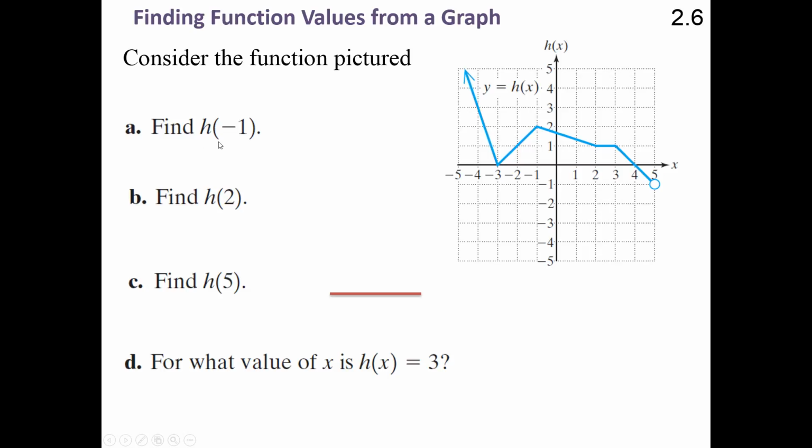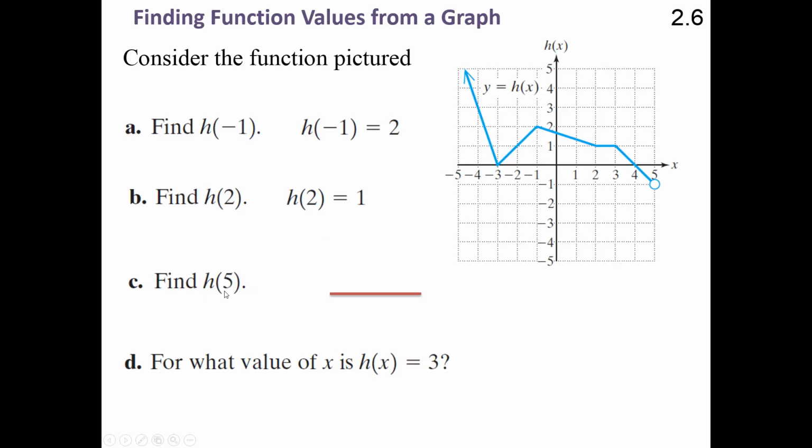Okay, so what is h of negative 1? Well, negative 1 is here. This is the value for x, the independent variable. So when x is negative 1, y looks like it's 2, right? So this point is the point negative 1, 2. So h of negative 1 is 2, because negative 1 gets mapped to 2 under h. Next, we want to find h of 2. Well, when x is 2, h is 1. So h of 2 is 1. Here's that ordered pair, 2, 1. So 2 gets mapped to 1.